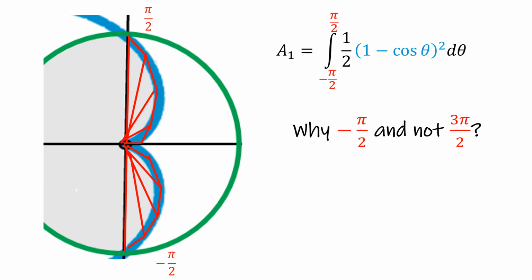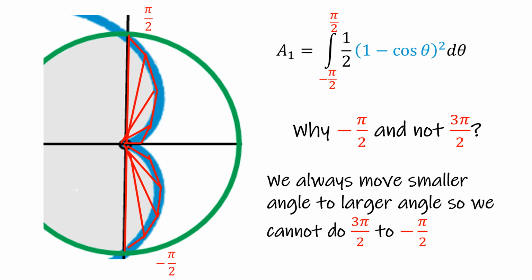I'm going to go ahead and answer because you might be asking, why did you do negative pi over 2 and not 3 pi over 2? How did you know to change that angle? Because our integration bounds always move from smaller to larger. We're always moving from our smaller angle to our larger angle. So we could not move from 3 pi over 2 to negative pi over 2, because then we would be moving bigger to smaller.